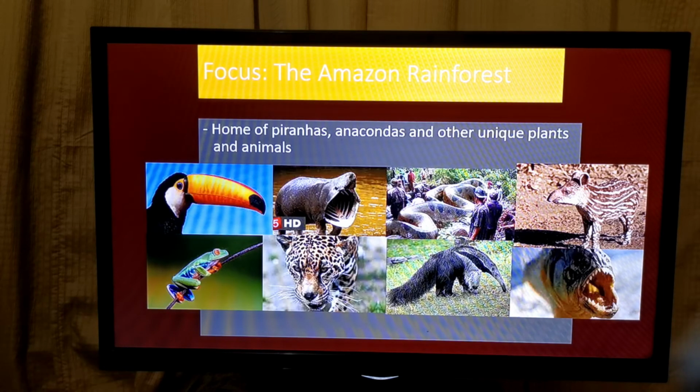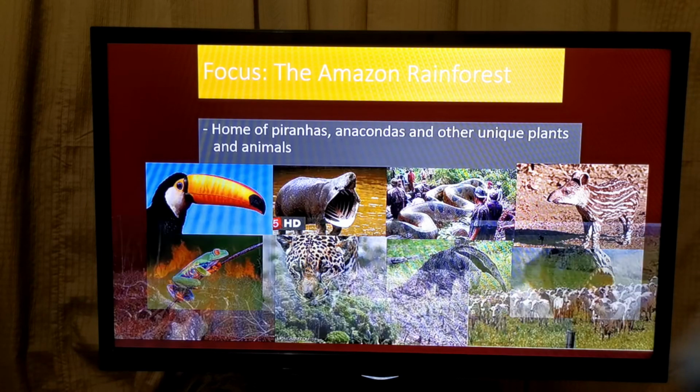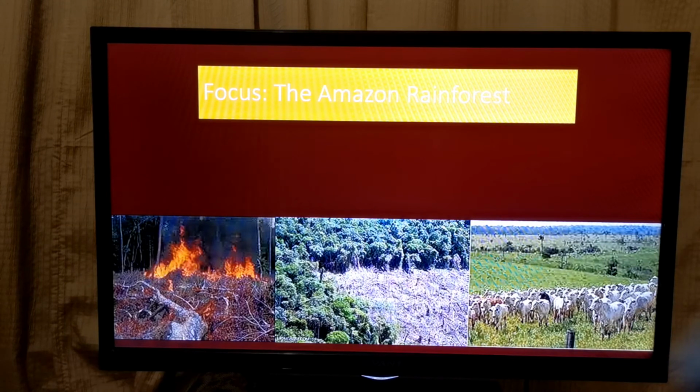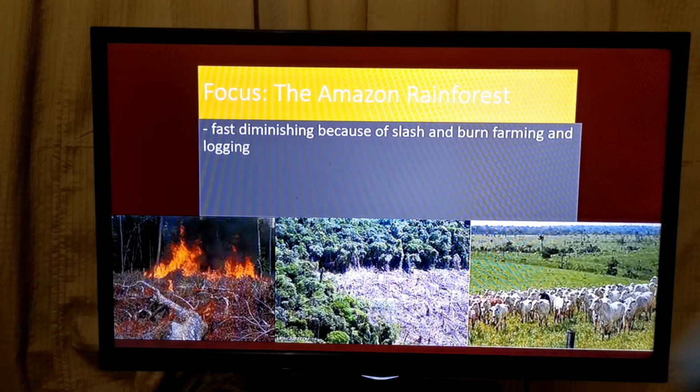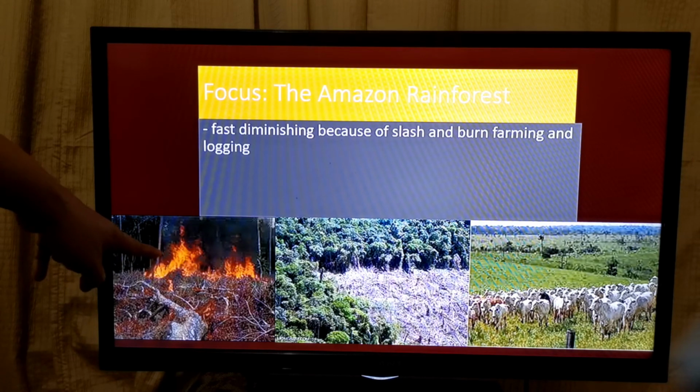Okay? So every scientist would like to keep it that way, that the more species there are, the more stable the ecosystem would be. Now, there's trouble because the Amazon rainforest is fast diminishing. It's disappearing because of human activity called slash and burn farming and logging. What is slash and burn? You burn the trees of the forest. Okay?